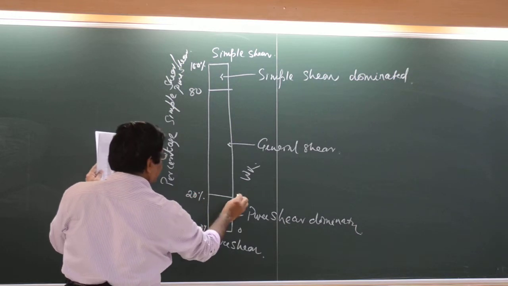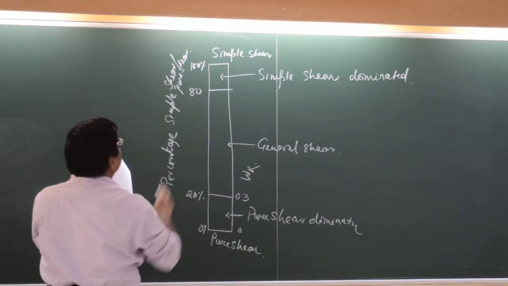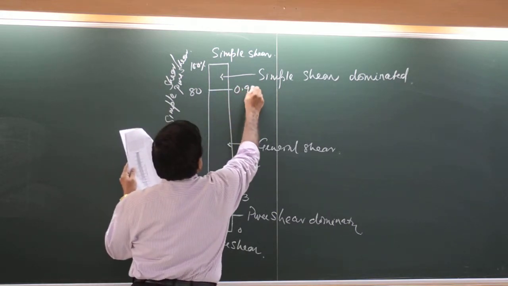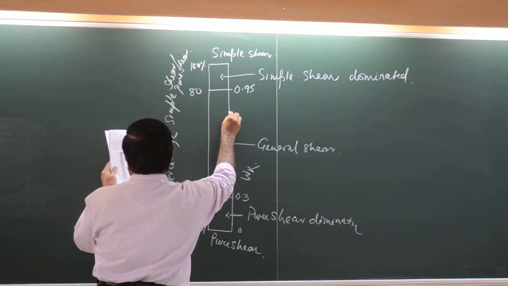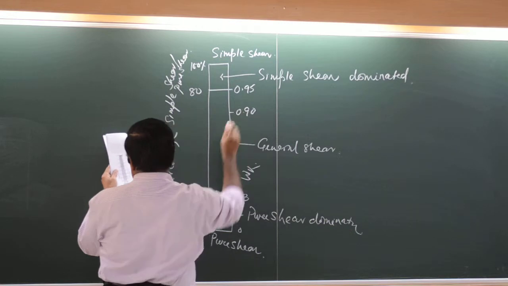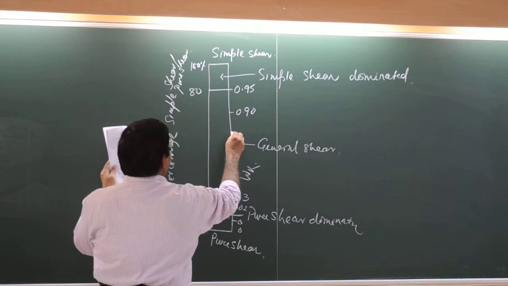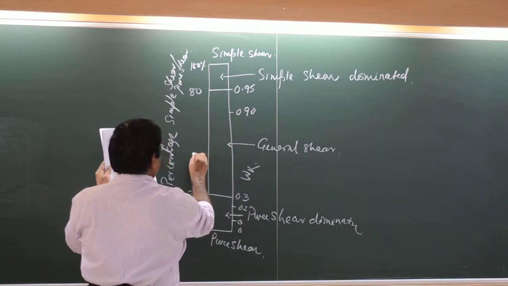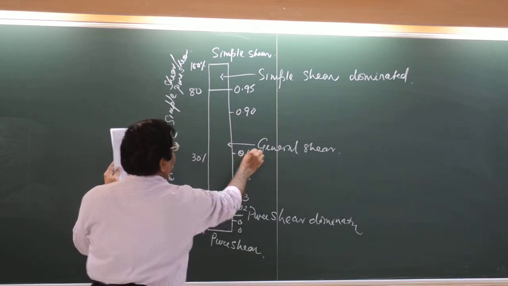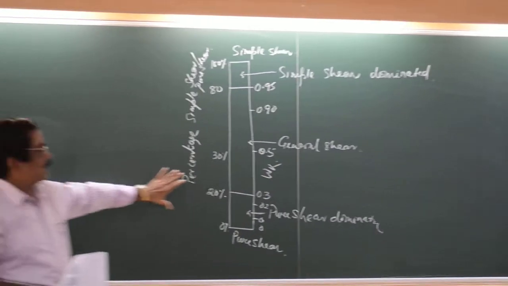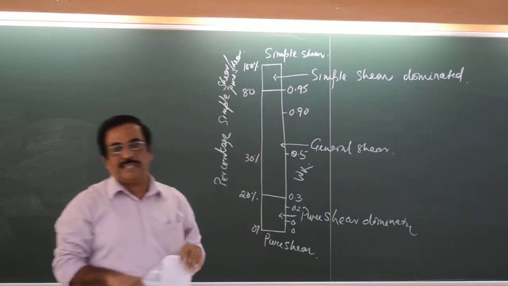Wherever it is 20%, there you write 0.3, and at 80%, 0.95. Accordingly, you can divide this scale. This does not increase linearly, that is what I want to say. Wherever it is 30%, there it is 0.5. The percentage of the combination and the vorticity number are not linearly related.